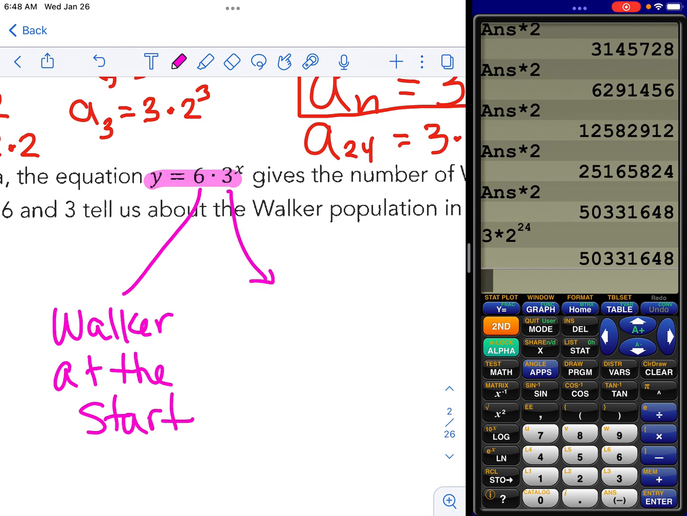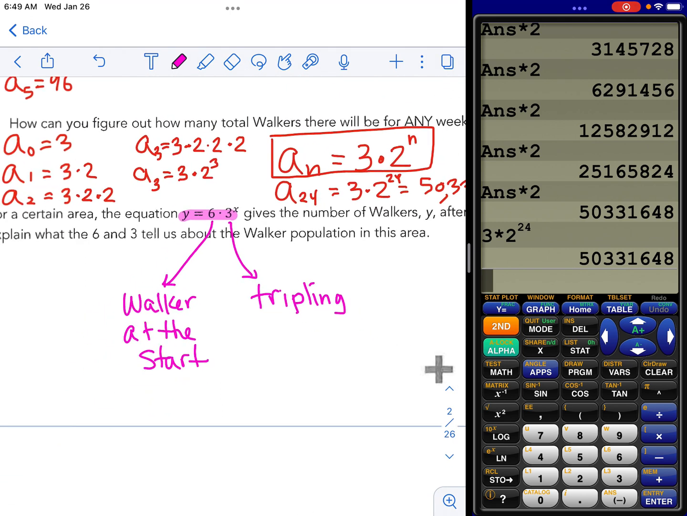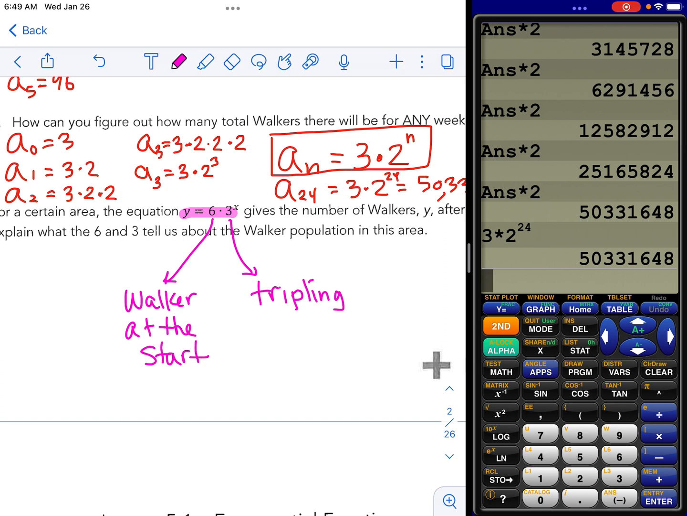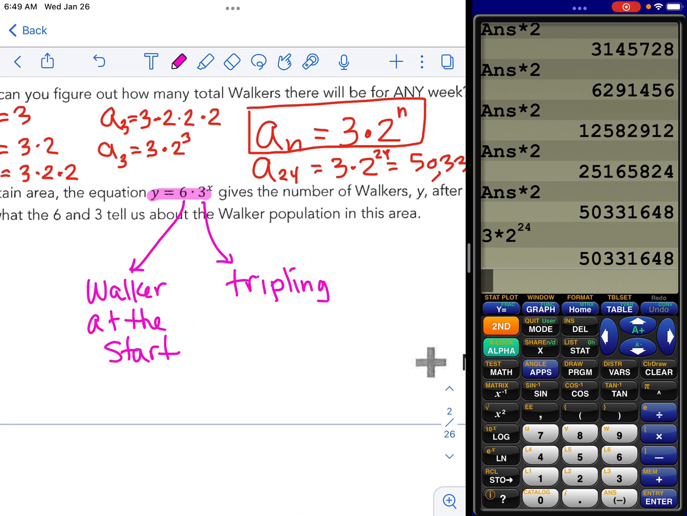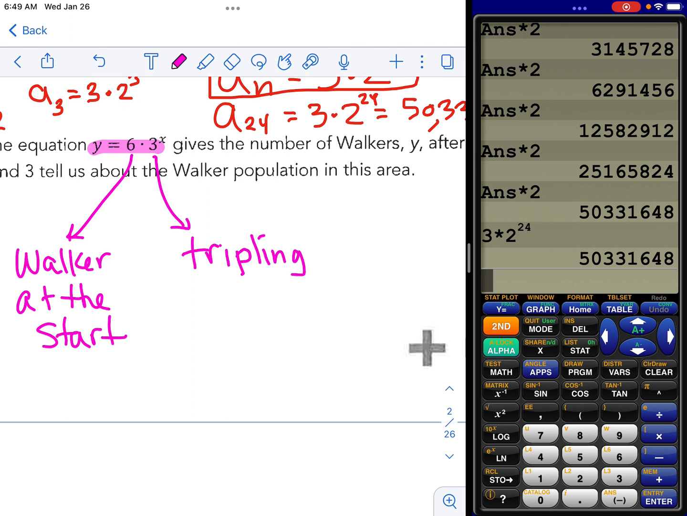And this is representing the pattern that's emerging. Our doubling pattern was 2, so this must be a tripling pattern. So we're tripling the population of zombies each week. If you notice, that's a little more like a function. If we wanted to write this as a series, we would go back to the notation of a sub n equals 6 times 3 to the n power.